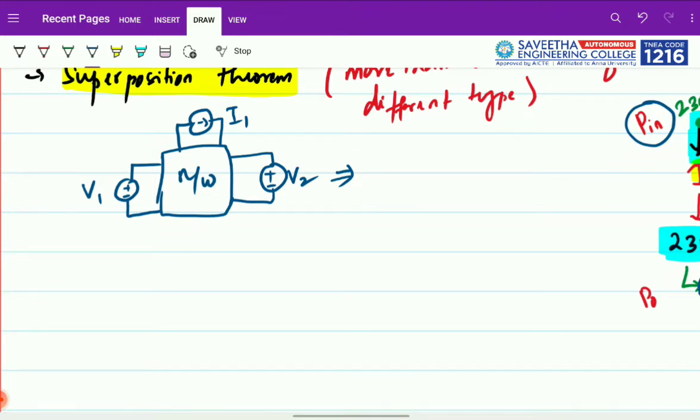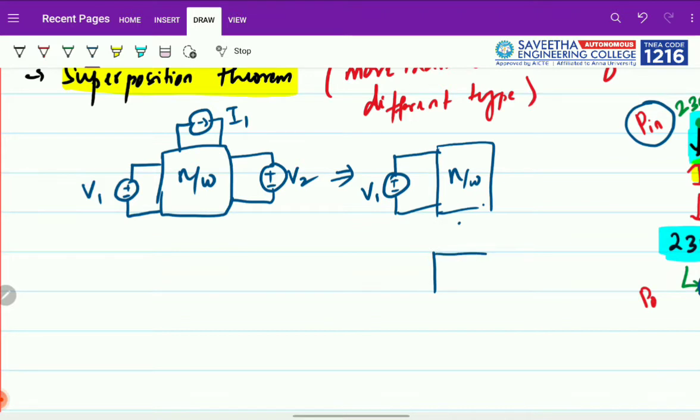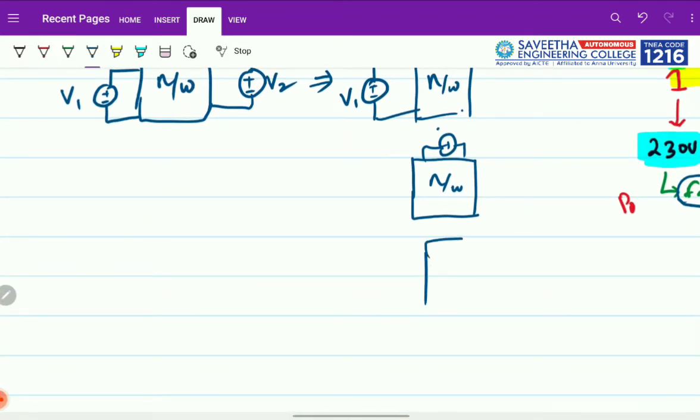That is, I'm going to consider only one source for the first one. I'm going to consider only this network. For this first network, I'm going to consider only the voltage source V1. For the second, I'm going to consider only the current source, leaving the other circuit. And in the third case, I'm going to consider the second voltage source, here V2, leaving the other.